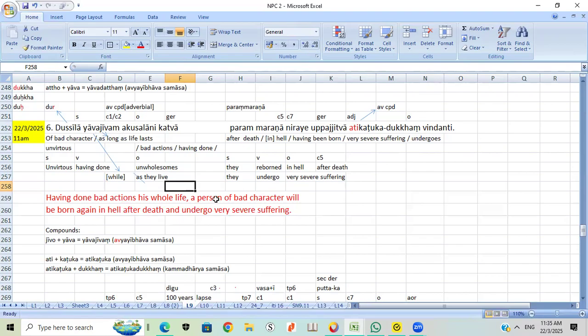Okay, then your sentence is here: a person of bad character. This is Lucila. It is up to you to put unvirtuous or person of bad character, this means the same. The word "will" you definitely cannot find here, because this is a gerund, but anyway, it will be reborn. This is definitely in the future. This is talking about the future. This translation takes a future: will be reborn again in hell. Because this is param, para in hell.